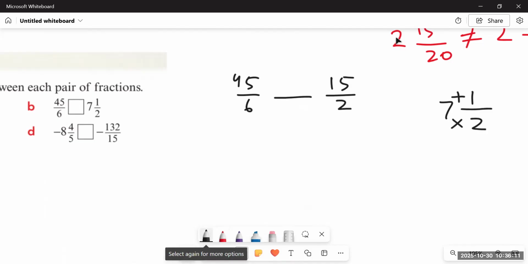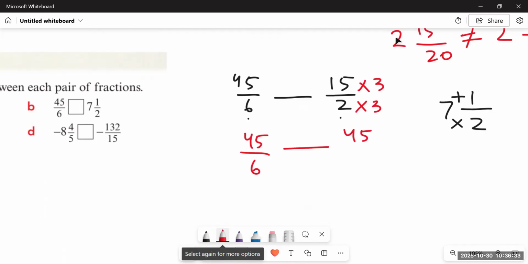Then we can see that 6 and 2 are not equal to each other. But we can make 2 to 6. Why? Because 2 is a factor of 6. So instead of multiplying 6 by 2 and 2 by 6, we simply have to multiply 2 by 3. And 45 over 6 stays as it is. Here it becomes 15 threes are 45 over 6. Oh, so both of them are equal. Here we'll put the equal sign, right?